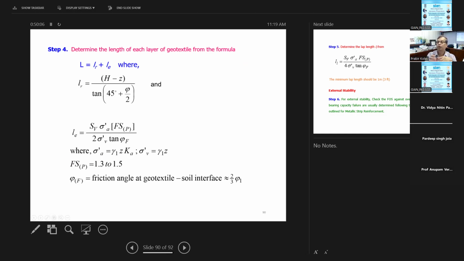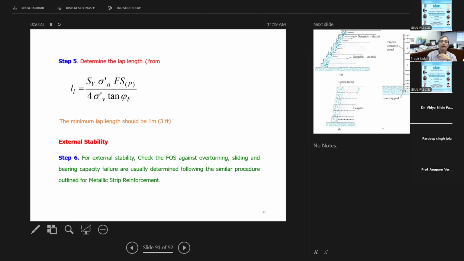You can use about 2/3 of the angle of inflection of the granular soil. And then again, LR is equal to, you can use this equation, LE is equal to, use this equation, and then the total length of the geotextiles, LE plus LR, you can easily find out. So the only thing here is, how much is the lap length? That one you can find using this equation over here.